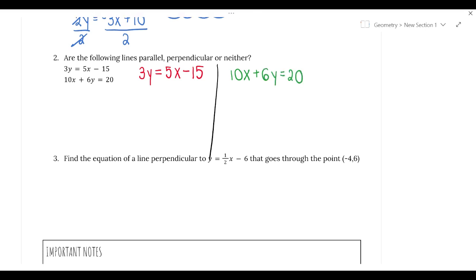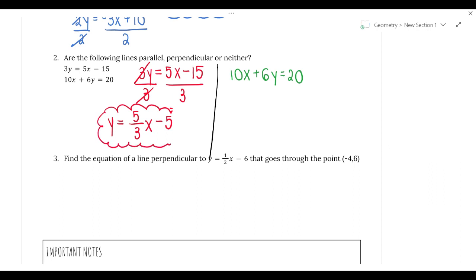Okay, let's focus on the first equation and solve for y. So all we have to do really is divide all the terms by 3. Okay, so the 3's cross out on the left side, and on the right side we have 5 over 3x minus 15 divided by 3, which is really negative 5. So now my first equation is in y equals mx plus b form.